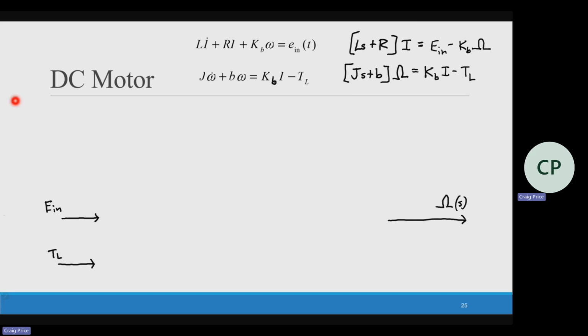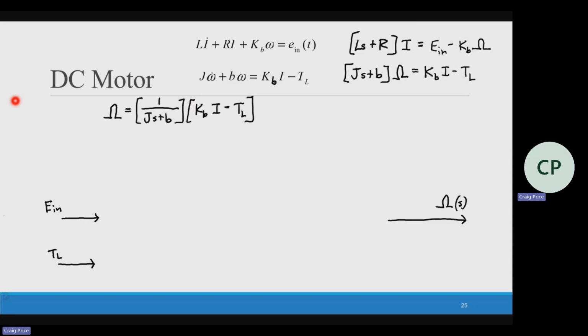As I've said a couple times, what I like to do, and you don't necessarily have to do it this way, is solve for my output omega, which is going to be 1 over Js plus B times a combination of KB times current minus load torque. So if I can get that, here's my global output, here's my equation for the global output. Now I can start at the right-hand side of my block diagram and start moving to the left.